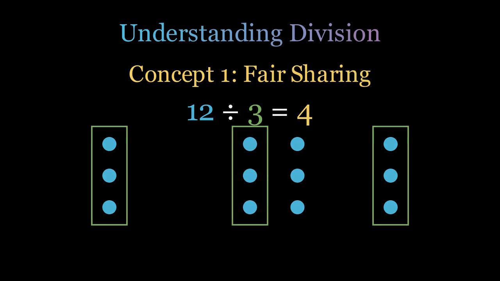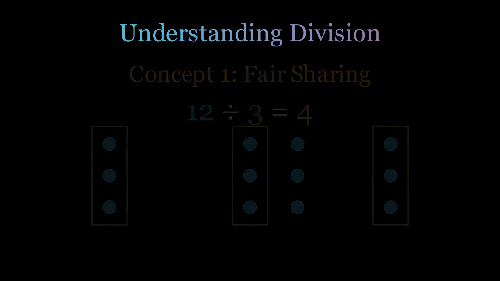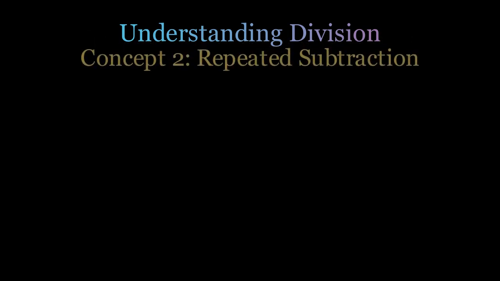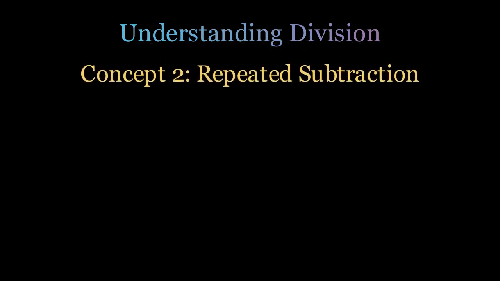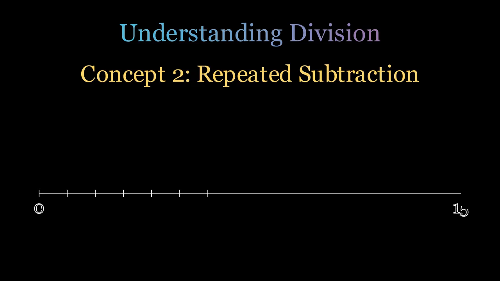Let's clear the board and look at another way to think about division. Another powerful way to understand division is as repeated subtraction. Let's look at a number line from 0 to 15. Suppose we want to calculate 15 divided by 5. We start at 15. We want to see how many times we can subtract 5 before reaching 0.